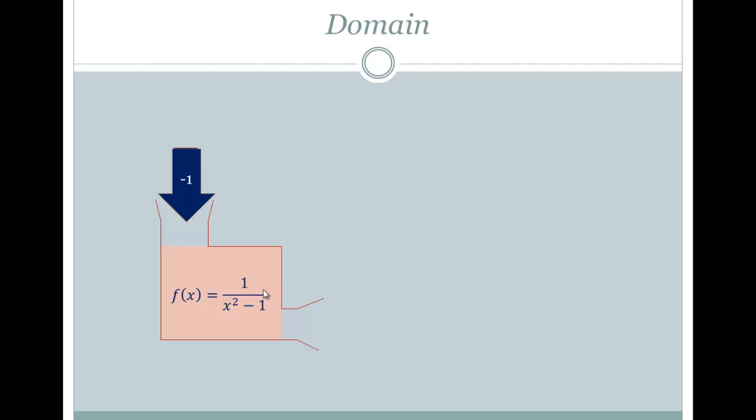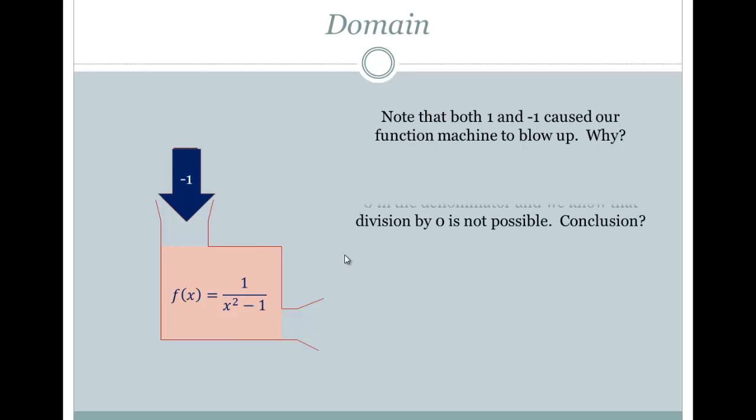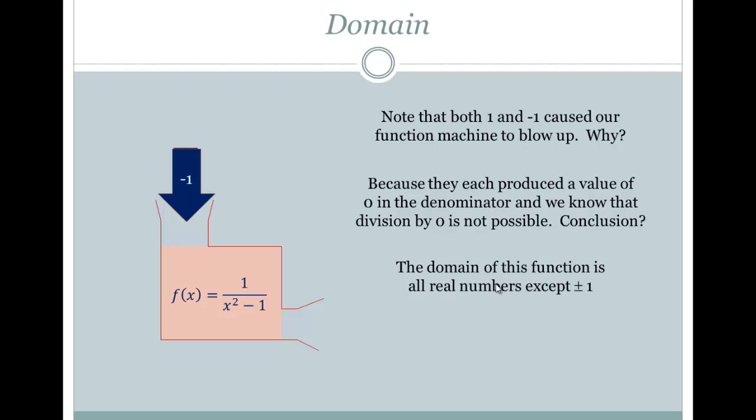Let's try -1. If I plug in -1, I get 1 over -1 squared, which is 1. 1 minus 1, again we get 0. Oh, it didn't work. Alright, what's going on? Looks like we broke our machine. So what's happened here? Note that 1 and -1 caused our function machine to blow up. Why? Well, if you look at it, it's because they both produce a value of 0 in the denominator. And we know that division by 0 is not possible. Okay, that makes sense. So what do we conclude from that? We conclude that the domain of the function is all real numbers except for plus or minus 1.